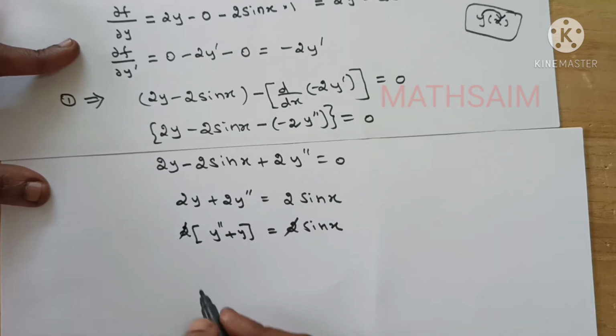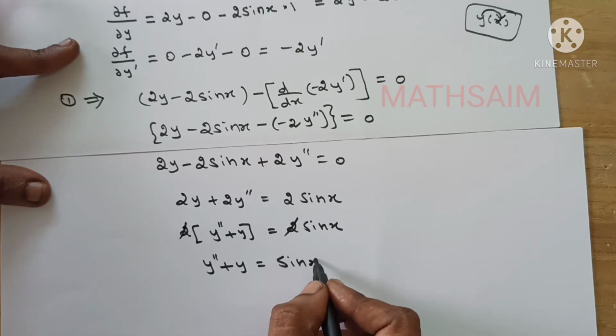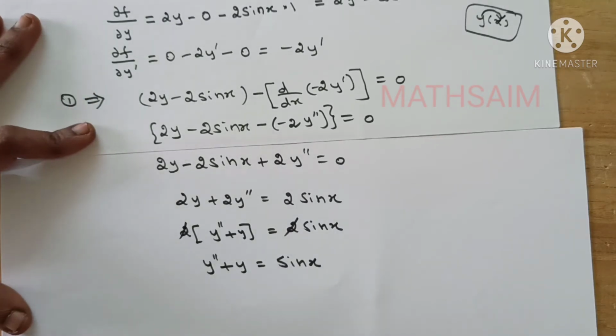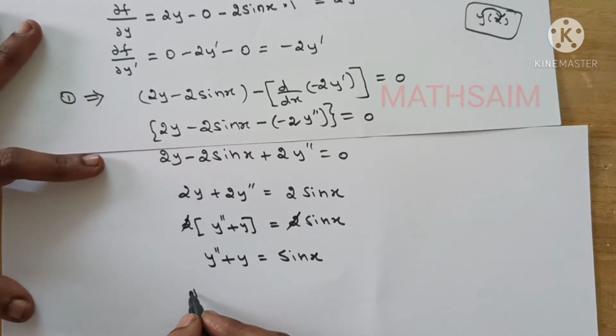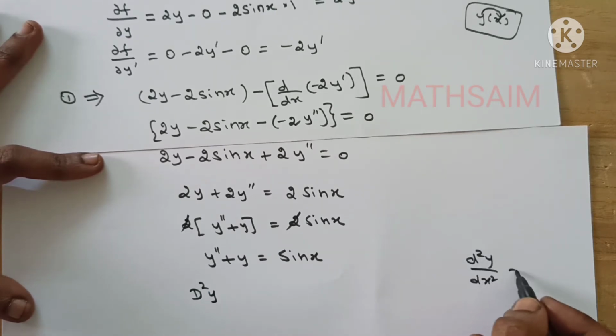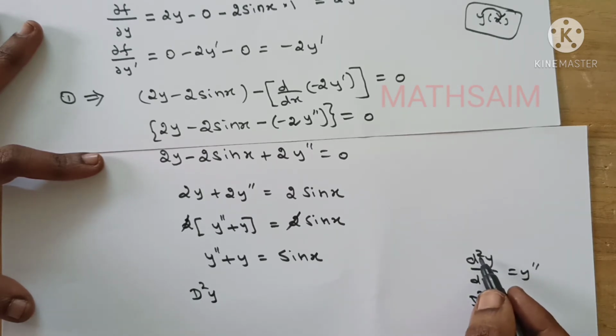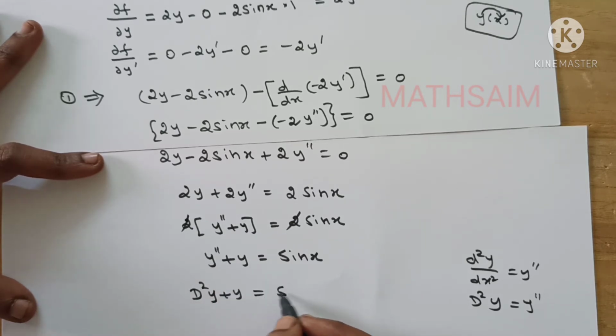Now we can cancel this, no? So now this can be written as y double dash plus y equal to sin x. But what is this y double dash? It is second order differentiation of y. So we can also write this as d square y, or else we can also write it like this, d square y by dx square. d square y is the same thing as d square y by dx square. Both are the same only, no? So either you can use this one or you can use this one. It's your convenience. And then plus y is equal to sin x.